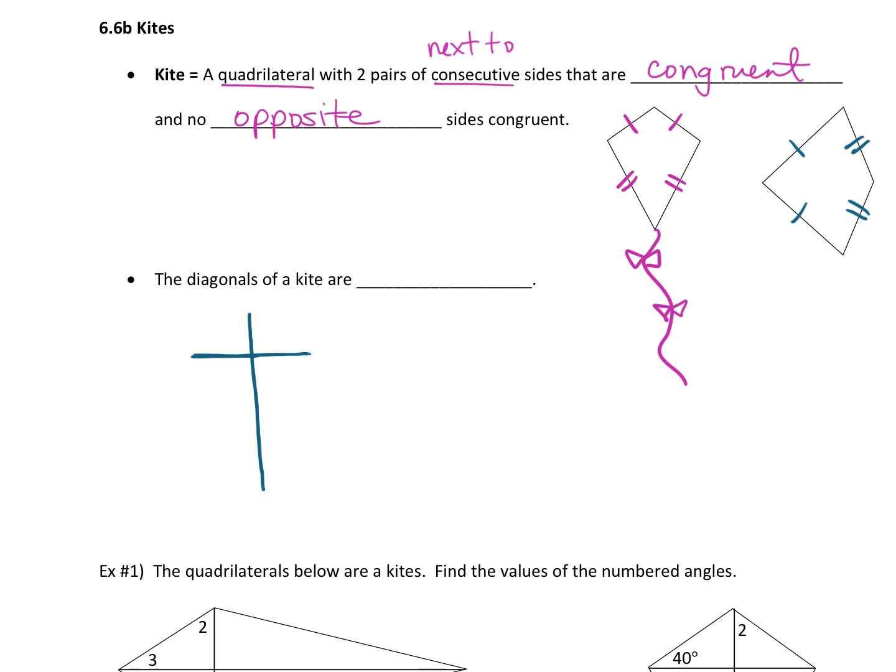Now from that, you're going to draw the kite. Connect the endpoints. It's so much easier to draw a kite when you start with the diagonals. So if you need to draw a kite, draw the diagonals first. It is the easiest. This one says the diagonals of a kite are blank. Anyone have a guess what happens with those diagonals?